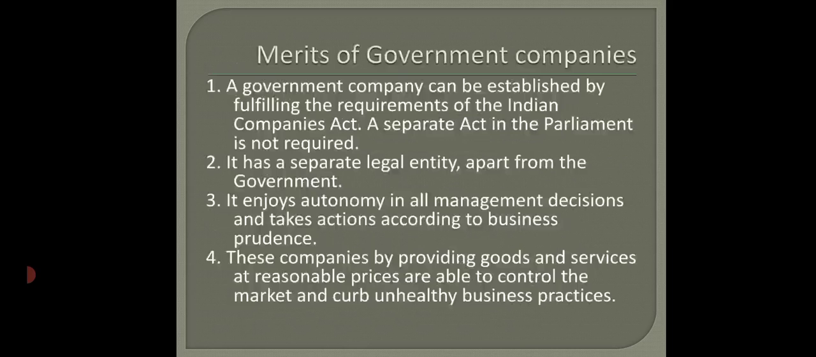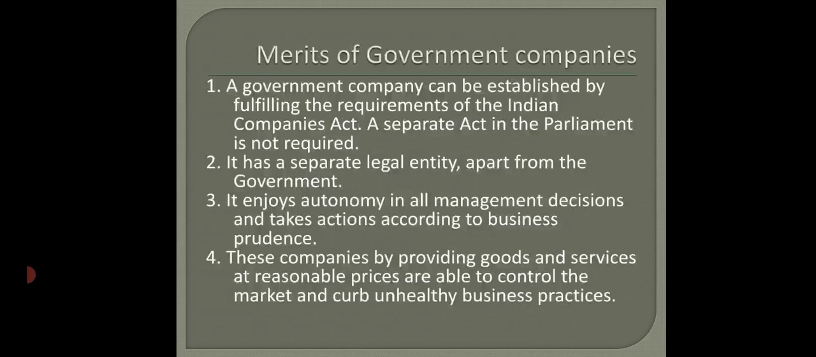We have already seen if the government is forming a statutory company, they have to pass a special resolution and a special act in the parliament, and then they can start the company. But if the government wants to establish a government company, there is no need to pass a special resolution or a special act in the parliament. It has a separate legal entity apart from the government.